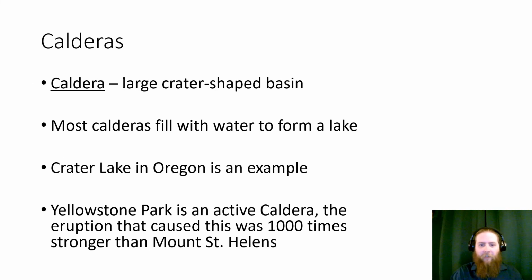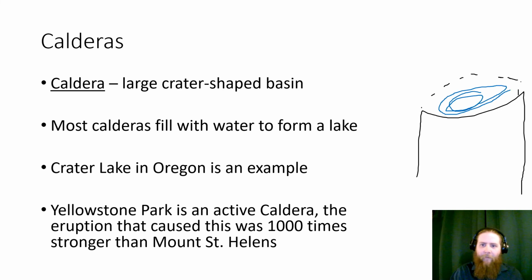Calderas are large crater-shaped basins. Crater Lake in Oregon is an example of this, as the old top of a volcano filled up with water and became a big lake. Yellowstone Park is an active caldera, with a very large crater-shaped basin underneath. The eruption that caused Yellowstone was 1,000 times stronger than that of Mount St. Helens, which is why it is much bigger in size.